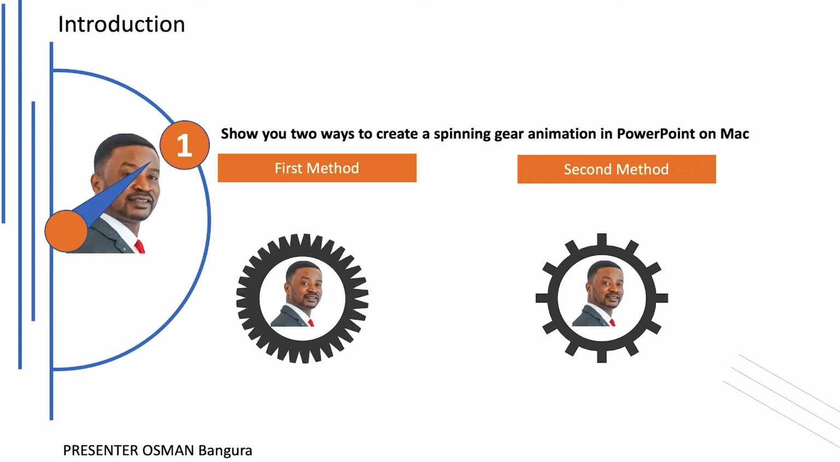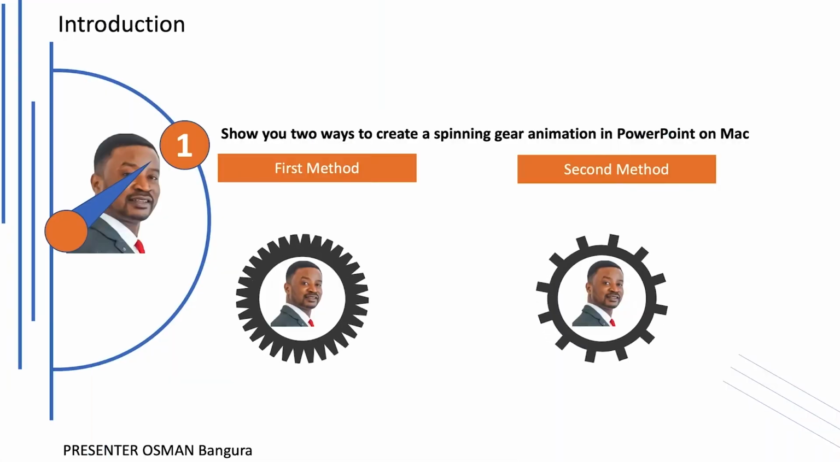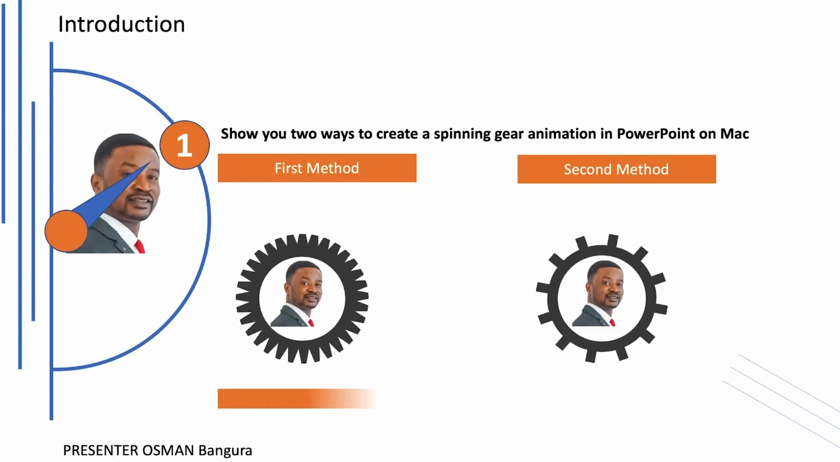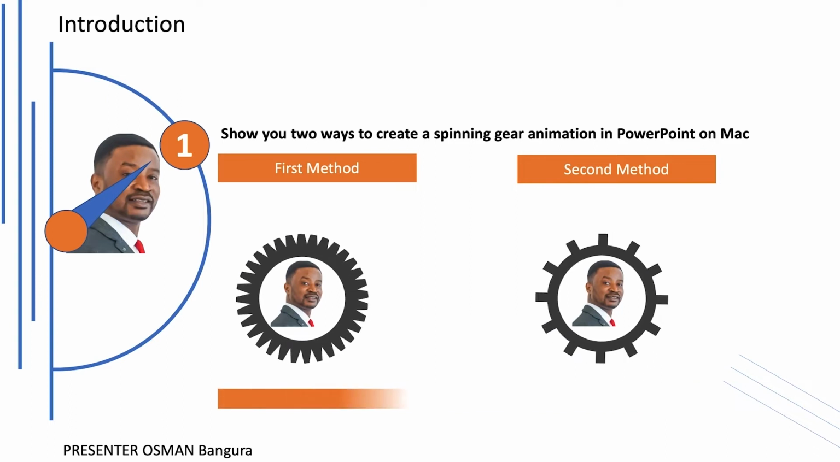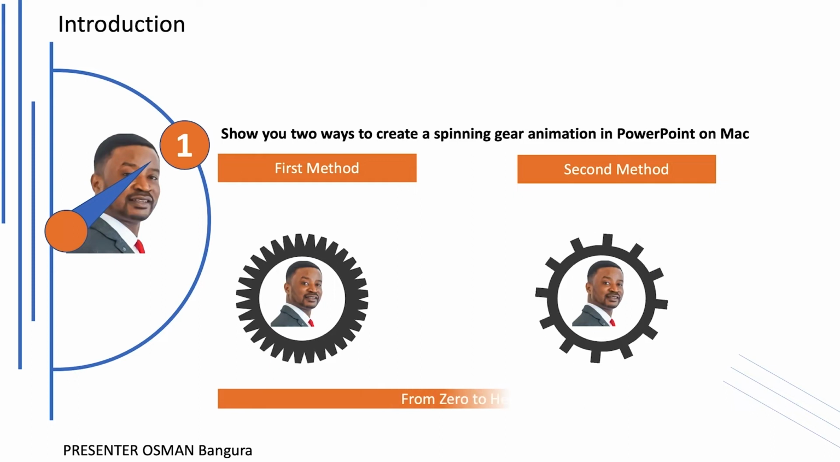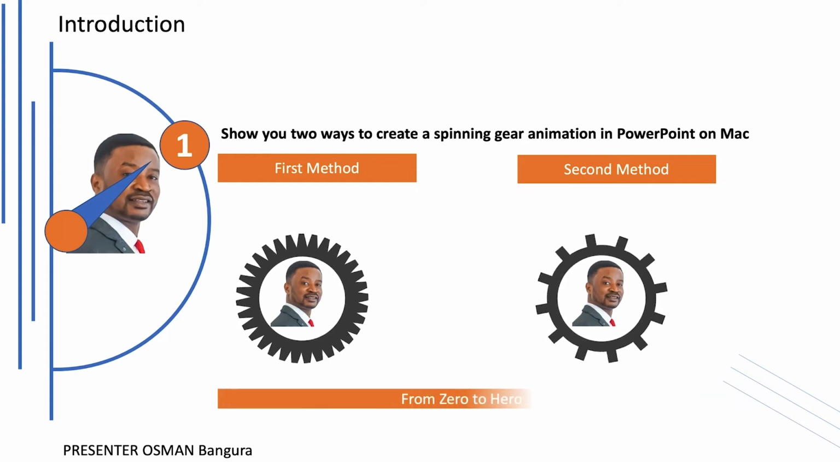The spinning gear animation effect we're now going to create together in this second phase of the tutorial is the one that is located on the right hand side of your screen. Hi, and welcome to the second part of the spinning gear animation effect tutorial in PowerPoint on Mac.